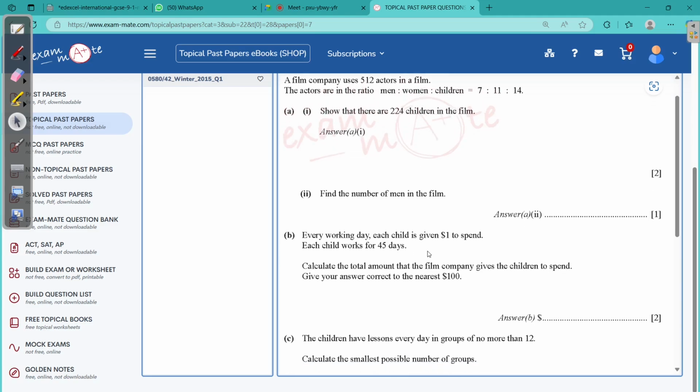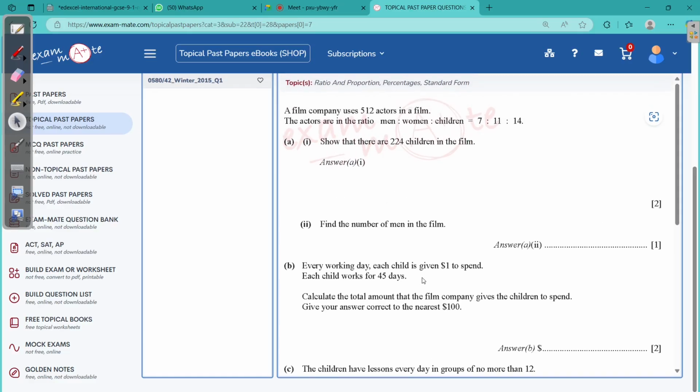Every working day, each child is given $1 to spend. Each child works for 45 days. Calculate the total amount that the film company gives children to spend. Give your answer to the nearest $100. So we first find how many children. You said there are 224 children. So every day, each child is given $1. So 224 times 45. Yeah, correct. And then you have to write it to the nearest $100. 10,100. Please find it. Yeah, 10,100.